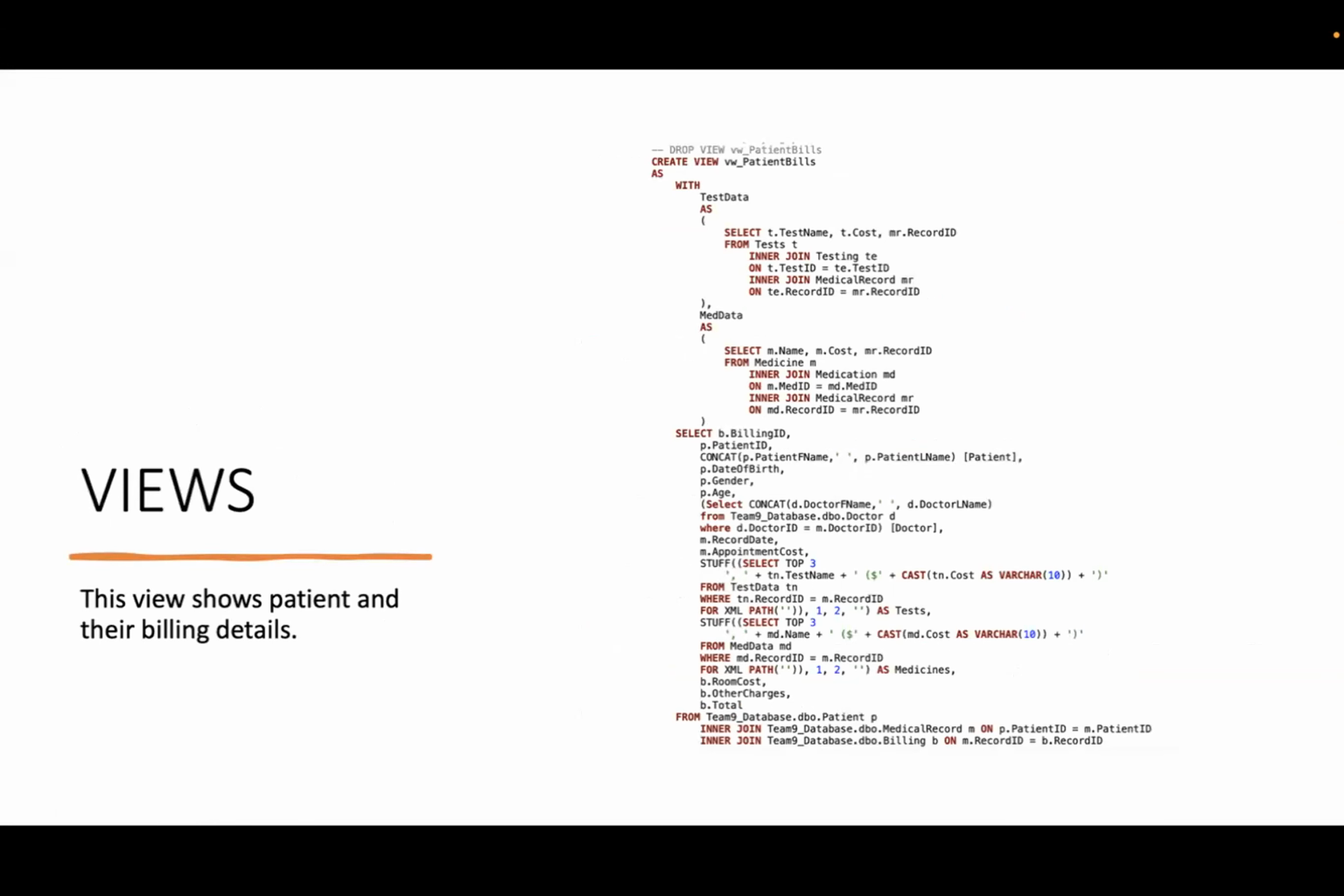We have created around 8 views for this system. For reference, we have just added 2 views. The first one is for getting the patient billing details. We are using horizontal report formatting for this view, and we are getting all the tests and all the medicines that were assigned to a patient in this view.